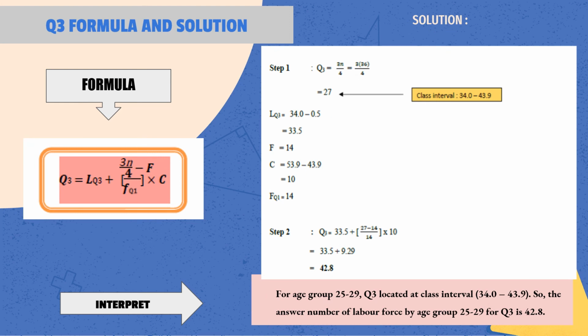For Q3, this is the formula and the solution that we did, and we got the answer 42.8. To interpret, for age group 25 until 29, Q3 is located at class interval 34.0 until 43.9. So the number of labor force by age group 25 until 29 for Q3 is 42.8.